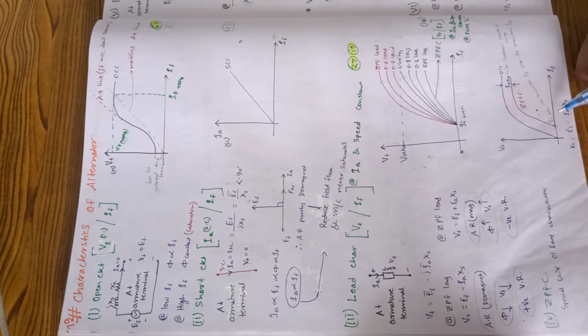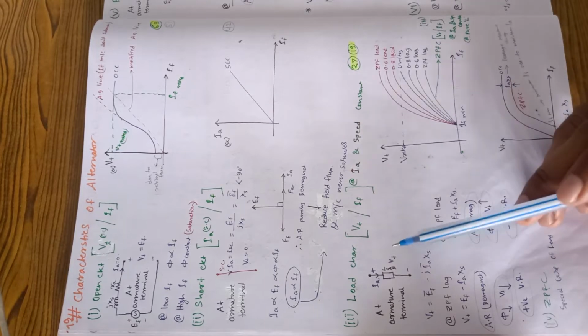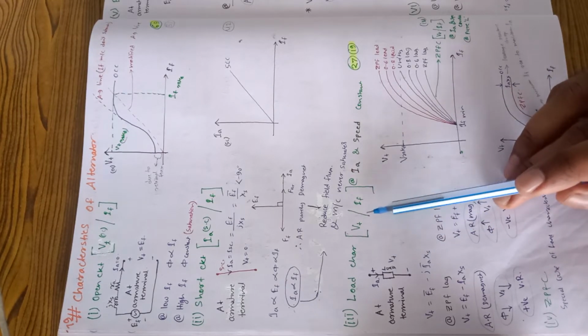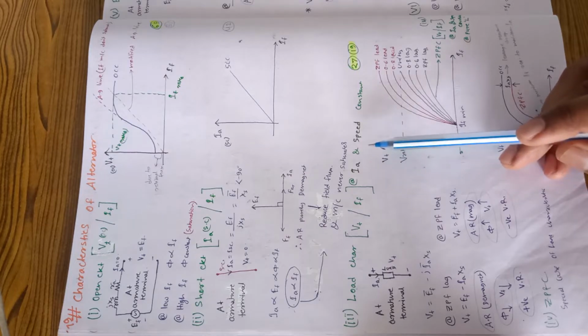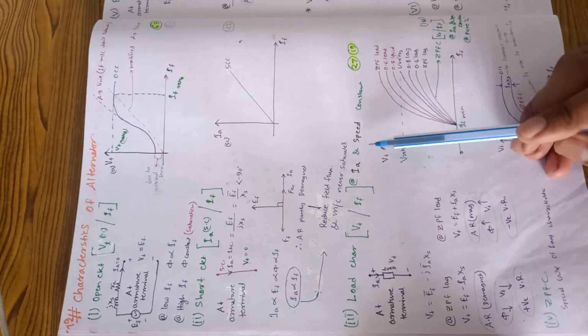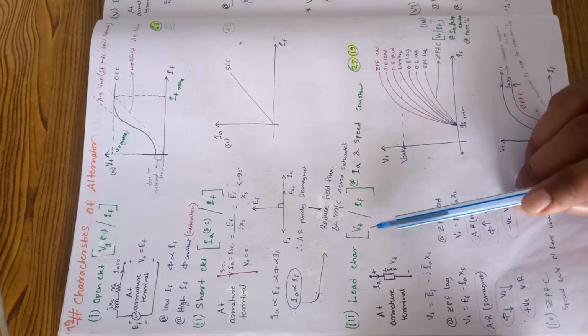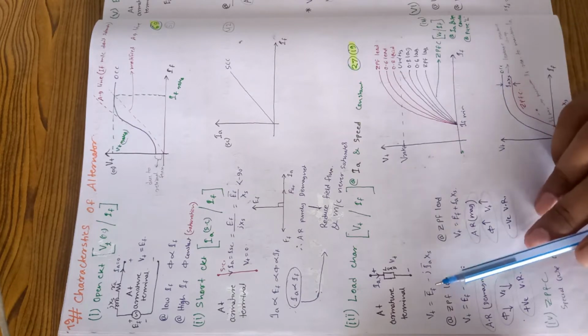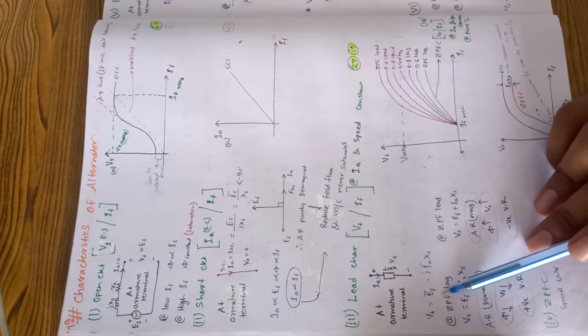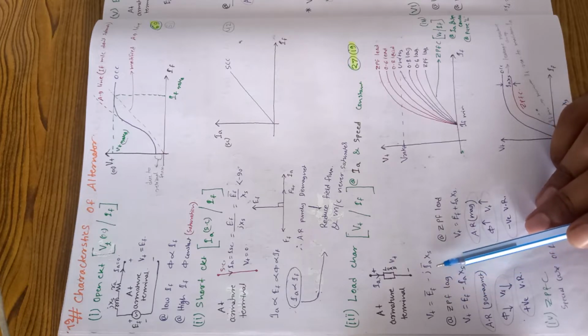Okay, minimum IF required to maintain IA. When we talk about load characteristic, this is between VT and IF, with IA and speed constant. When IA and speed are constant, then VT versus IF is the load characteristic. We know that loads are of different types, some leading, some lagging. The equation of the generator is VT equals EF minus jIaXs.